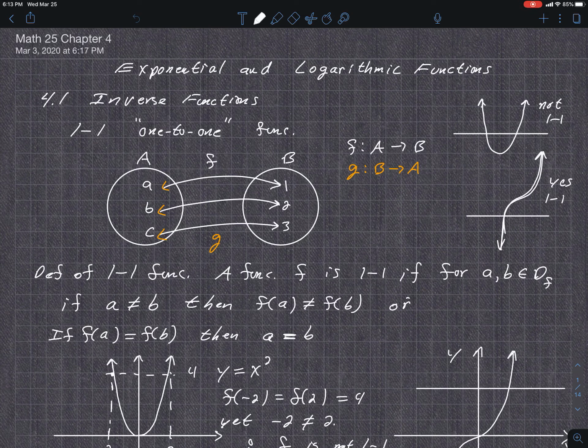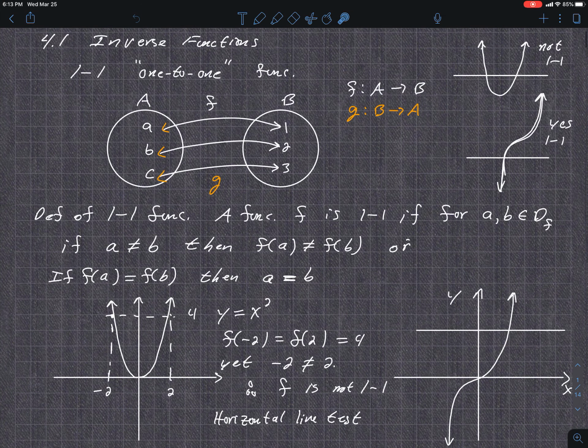Hello everyone. So in this video, what I want to do is just go ahead and recap a bit in chapter 4, and then I'll finish up, I forget the section number, but I'll finish up that section. It was on, what was it? We'll get to it. All right, so chapter 4 is on exponential and logarithmic functions.